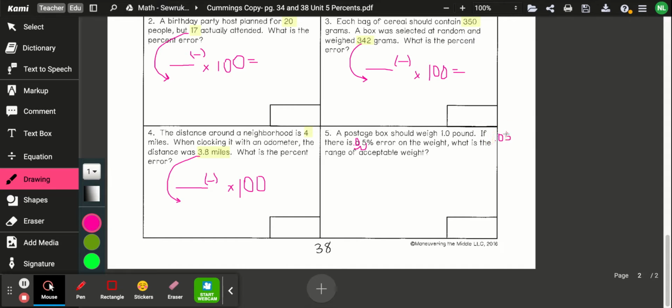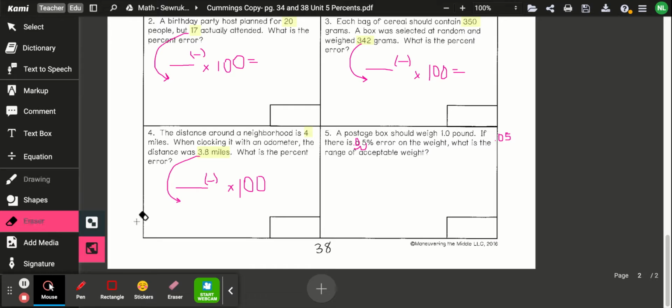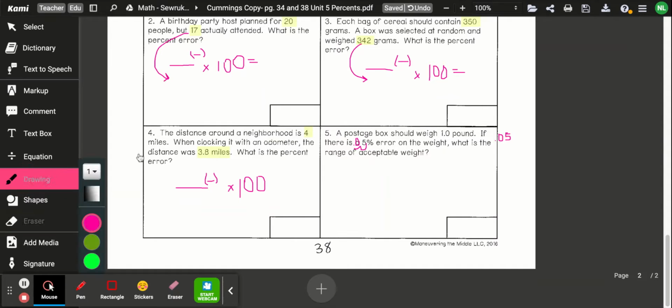So really quick, I know I stopped right in the middle of explaining this one. Going back to number 4, Miss Dolph just talked to me. She is telling me that 4 is the actual distance. So 4 will actually be the number that goes on the bottom. So fix that one. If you did it the other way around, you have to do 4 minus 3.8. That number goes up here, and 4 is supposed to be the actual distance, so you're putting that on the bottom. You're dividing those two and timesing it by 100.